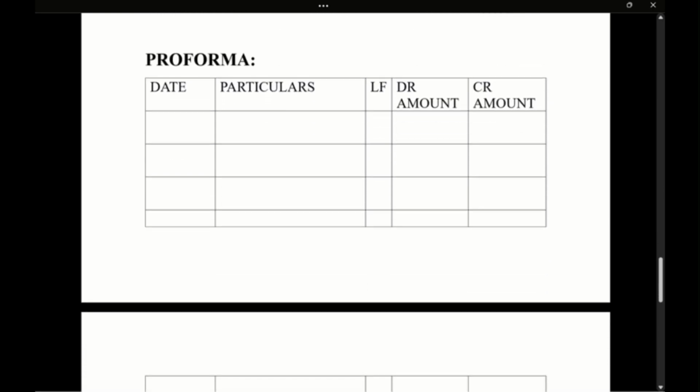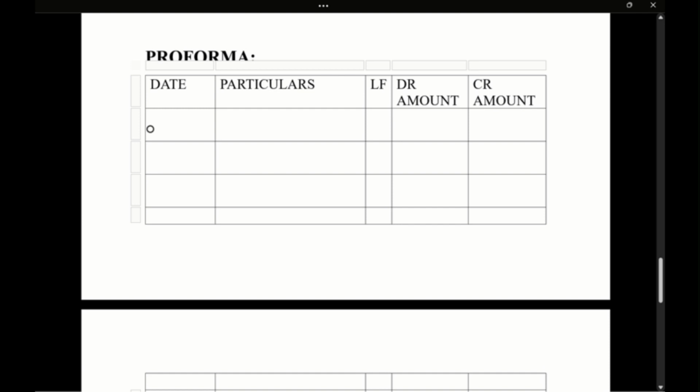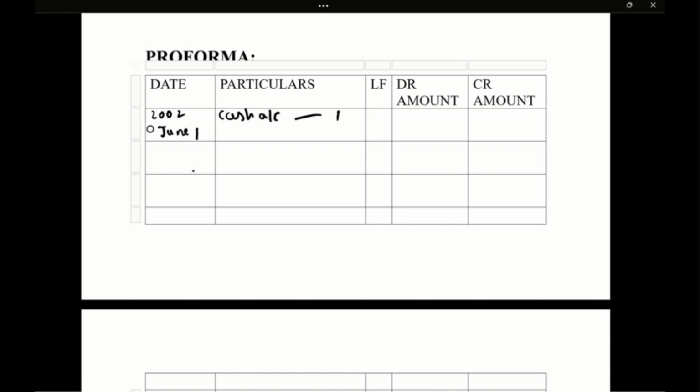Next we will record the transactions in this general proforma. First transaction, we have started business with cash. So here we will be writing the date like this: 2002, June 1st. So here the entry will be cash account debtor to capital account. Amount is 45,000.